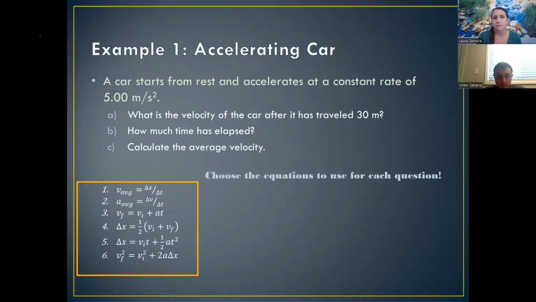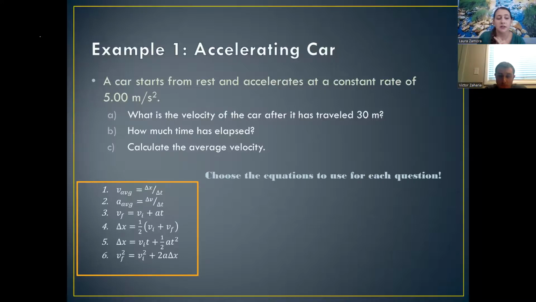Oh, can I suggest an equation? Sure. How about 3? Ooh, equation 3, let's take a look. So it has final velocity, that's good, we need that. It has initial velocity, that's good because we have that. It has acceleration, that's great because we have that. And it has time. Well, we don't really know anything about time yet.